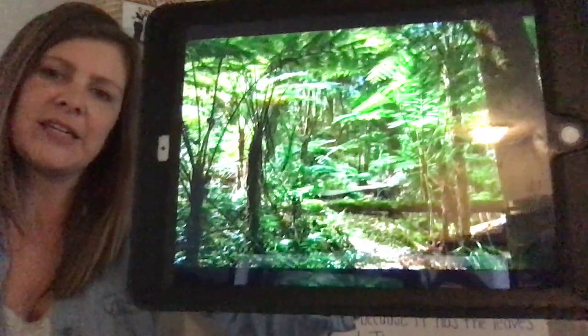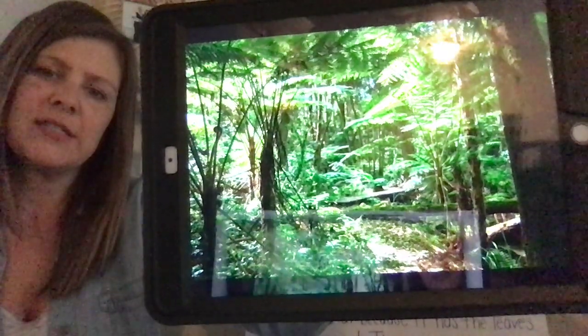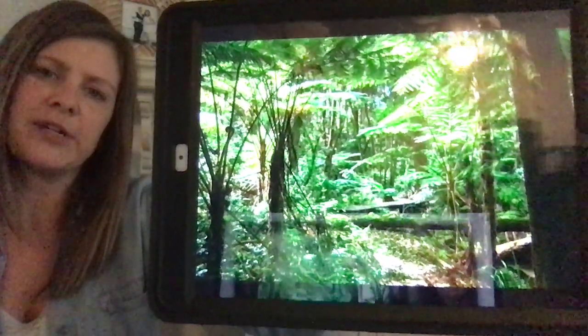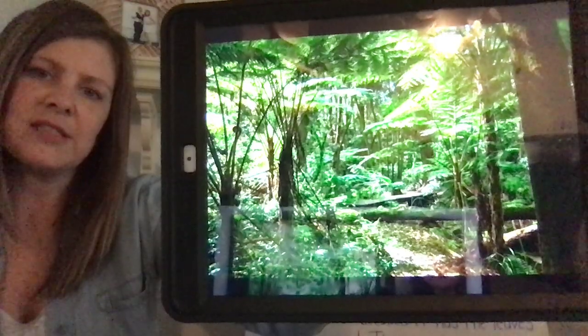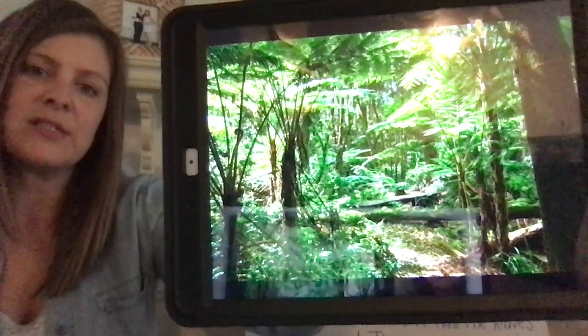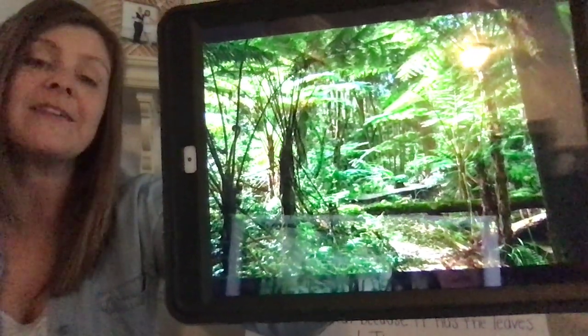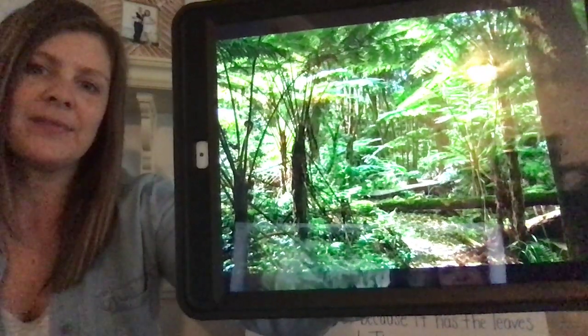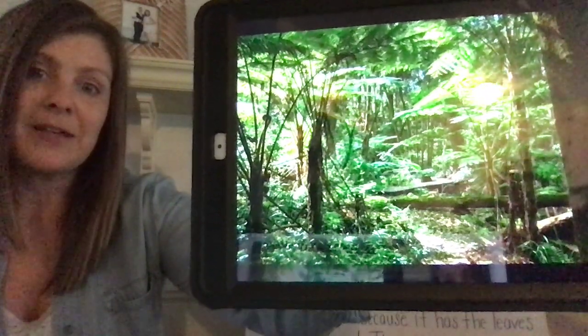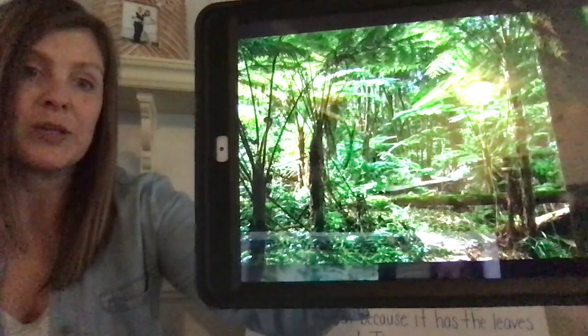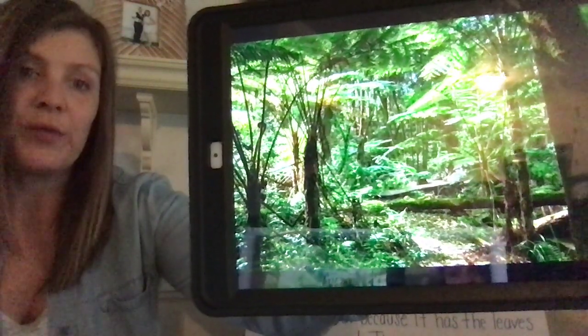And last here we have the rainforest. So take a look at the rainforest here and make some predictions as to the plants and animals that you think live here in the rainforest. And remember, feel free to pause me for both pictures so you can take a little bit longer to jot down what you think.